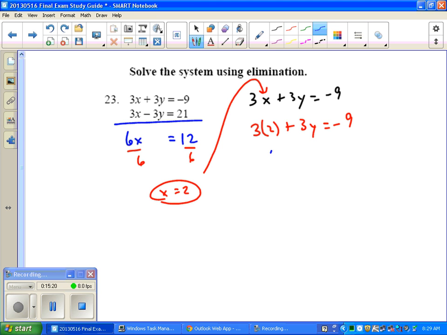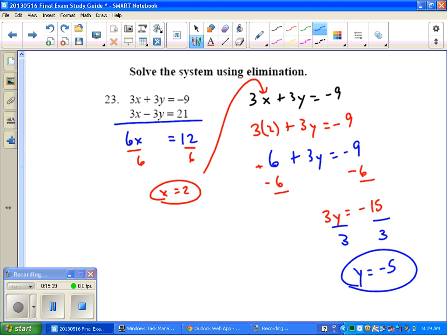3 times 2 is 6. Plus 3y equals negative 9. Get rid of positive 6 by subtracting it. Do it to the right side as well. 3y equals negative 15. Get rid of 3 times something by dividing. Do it on the other side. Y equals negative 5. So you have an x value and a y value. Remember x comma y. Negative 5 comma 2.